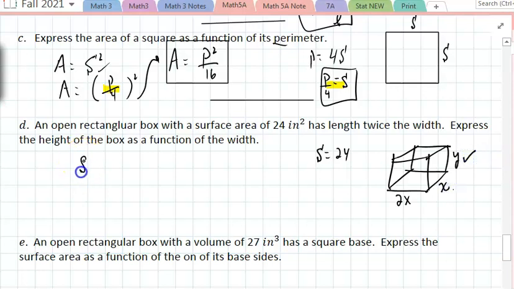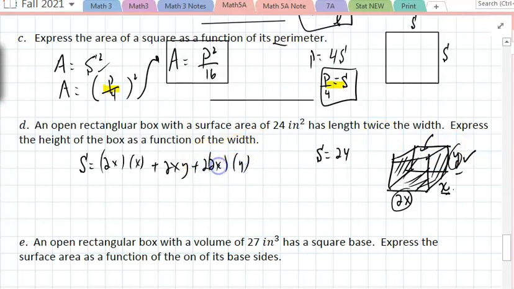Well, we know that the surface area is what? Area of the base, that's 2x times x. Since it's open top, there's nothing there. Plus, this side is x times y, and there's 2 of them. And the front is really 2x times y, and there's 2 of them. So the surface area is actually 2x squared plus 2xy plus 4xy, or 24 equals 2x squared plus 6xy.